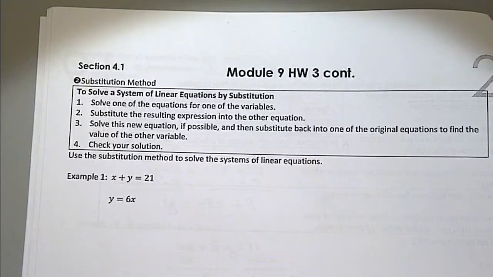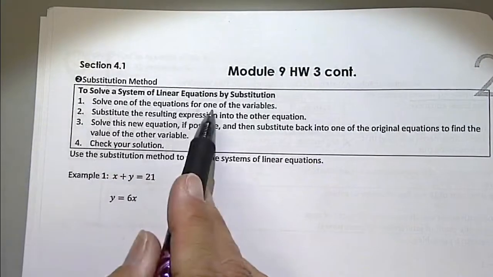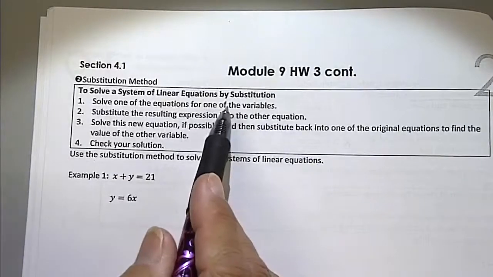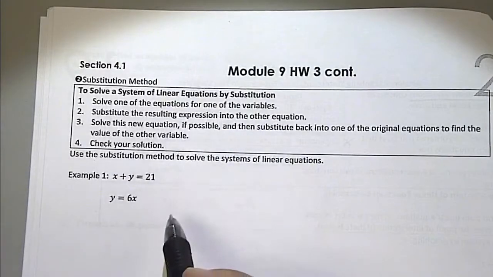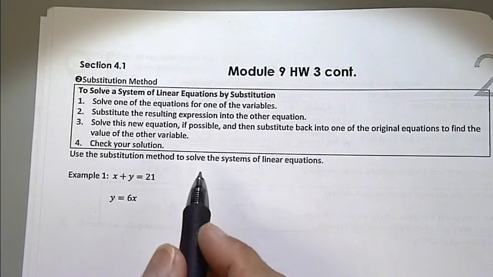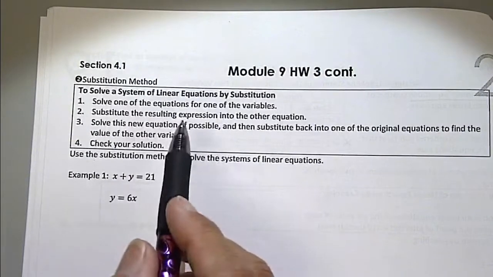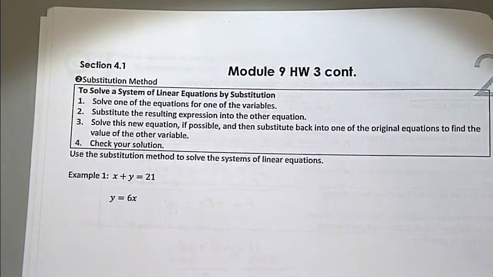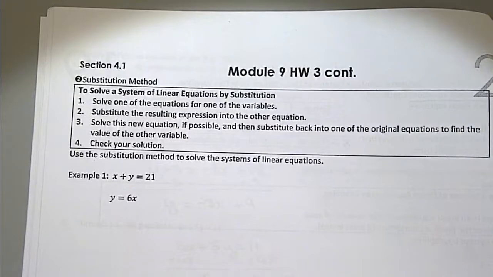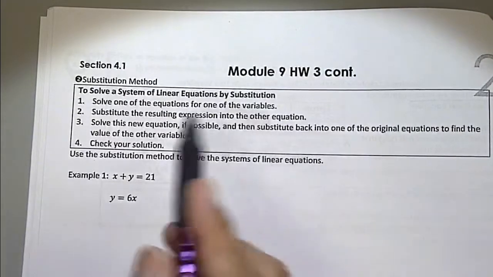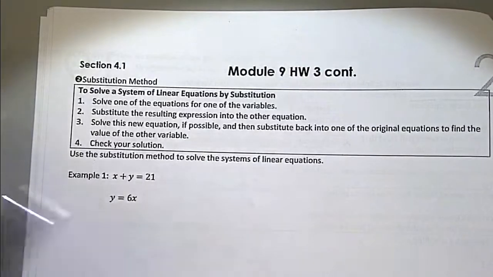Okay, so what are we going to do? Well, number one, we're going to solve one of the equations for one of the variables. It doesn't matter which equation you choose, and it doesn't matter which variable you choose to solve for. Then you're going to take that solution and plug it into the other equation, the second equation. And then you're going to be able to see what the exact point is that you're going to discover.